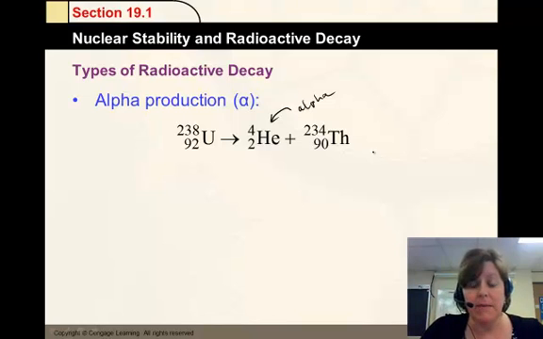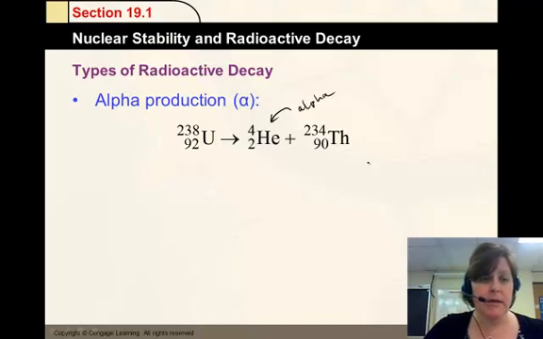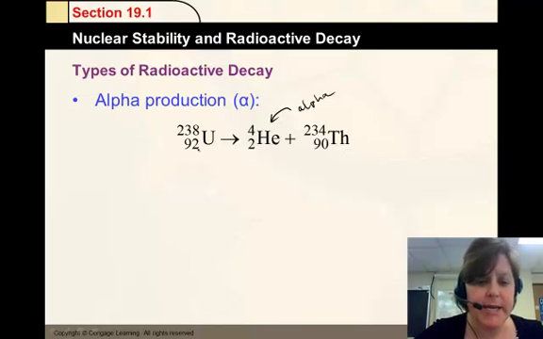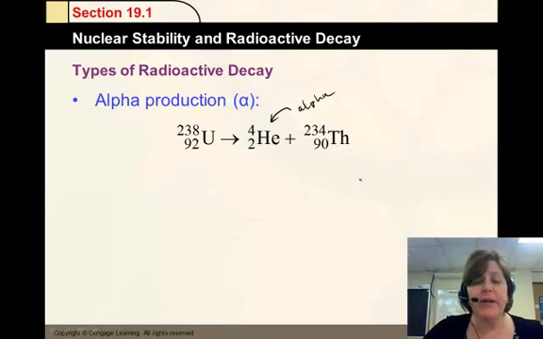How do I get that number? Pretty easily, because you can see that if we add 4 and 234, we get 238. And if we add 2 and 90, we get 92. We have to make sure the sum of the atomic masses in the top equal each other on both sides of the arrow, and the atomic numbers on the bottom also add to produce, in this case, 92. So it's very easy to figure out the missing piece here.